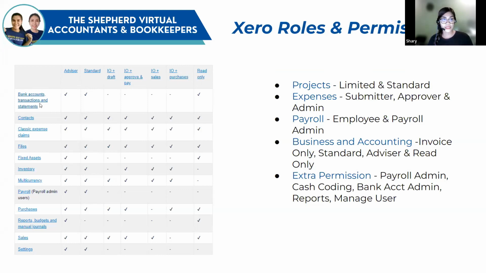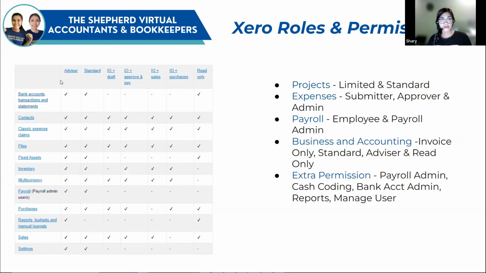As you can see here, you can see the differences between them, and what access you have. Basically, for advisor, you have all the access. For standard, the only things you don't have access to are reports, budgets, and manual journals. For invoice only plus draft, most of your access is contacts, classic expense claim, files, multi-currency, purchases, and sales. So you have no access to settings, reports, payroll, fixed assets, inventory, and also bank accounts.